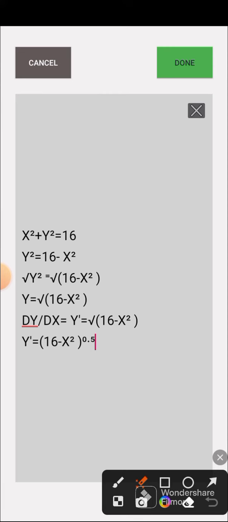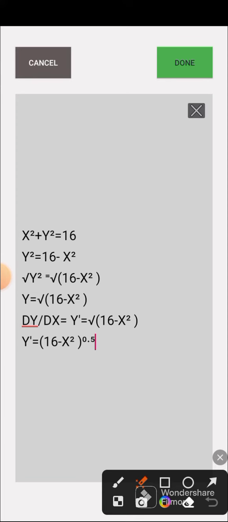So this one, we are differentiating the bracket first. We'll make the power, that's 0.5, multiply the bracket first, and after that we subtract 1 from the power. Then we'll multiply it by the differentiation of the one that we are differentiating with respect to, that's the x. So this is how the chain rule goes.